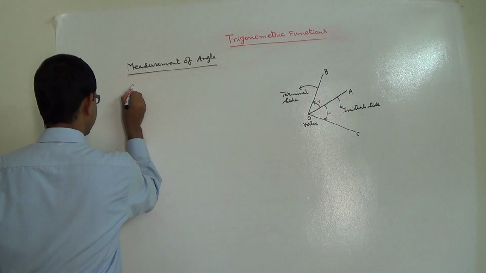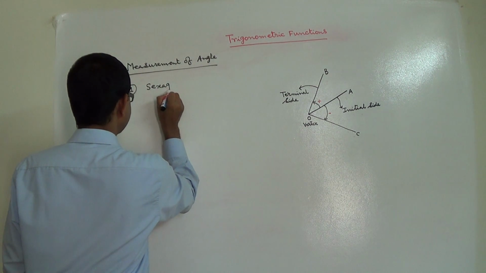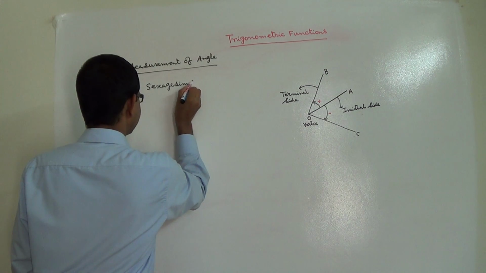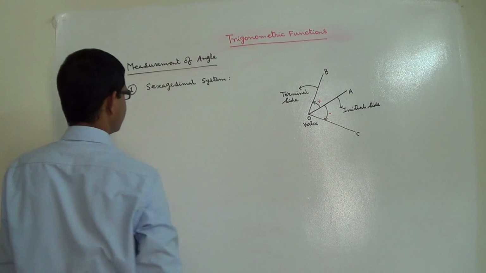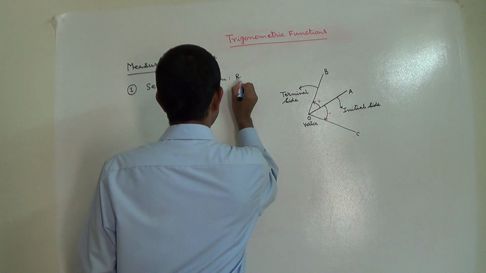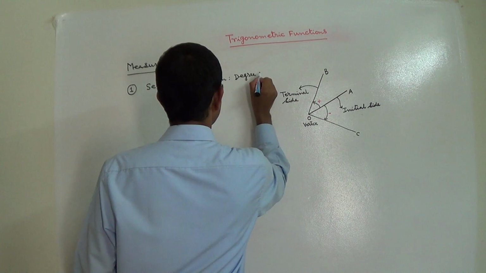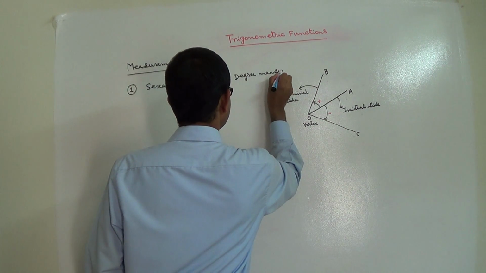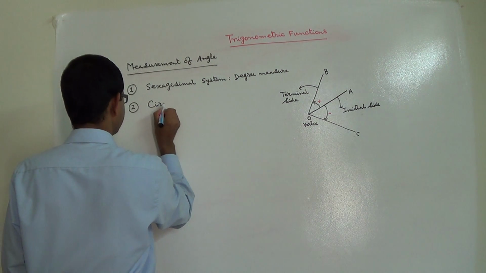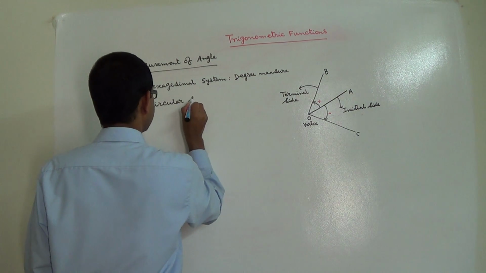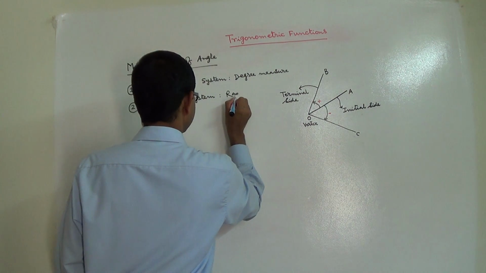So as I said, the first one is called the sexagesimal system. It is known as the degree measure. And the second one is known as the circular system, which is known as the radian method.